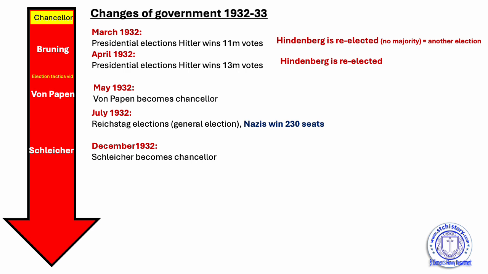3 Chancellors in 1 year. It's going to be 4 when Hitler gets it. Hitler goes to Hindenburg and says, come on, now you have to make me Chancellor because this is chaos. And of course, on January the 30th, 1933, which is the entire focus of this question and this revision video, how does Hitler become Chancellor?